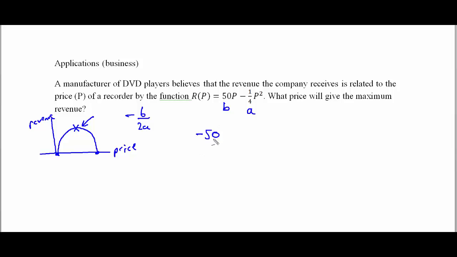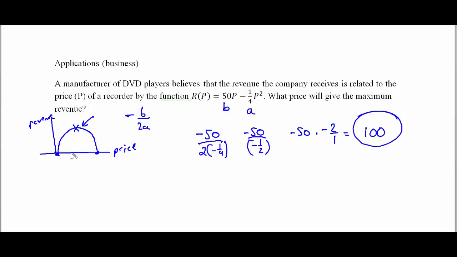So I have negative 50 divided by 2 times negative 1/4. 2 times negative 1/4 is negative 2/4, or negative 1/2. And negative 50 divided by 1/2 is like skip, flip, multiply, negative 50 times negative 2 over 1, which is the same thing as multiplying by negative 2. So $100 is where I would have my sweet spot.